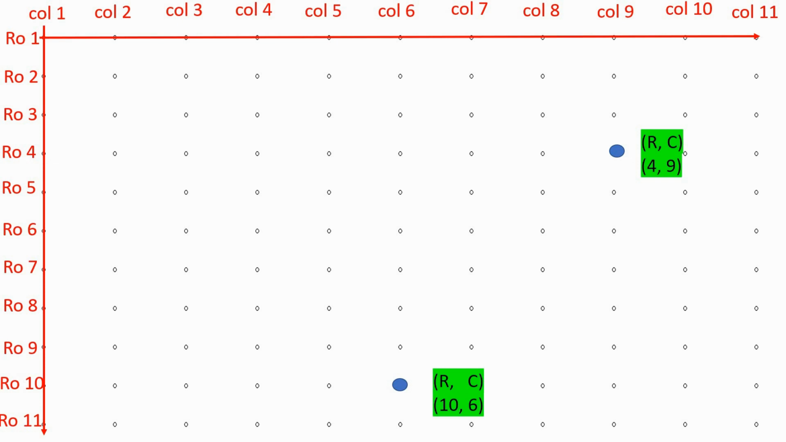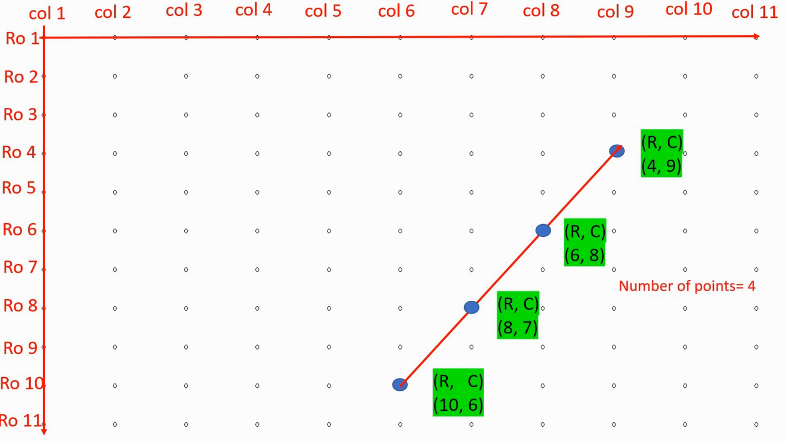column number 6. Now suppose we want to draw a line from point number 1 to point number 2, and suppose we are interested in finding the number of points that fall on this line. If you see, a total of 4 points, their indices are like you can see in the slide. So there are a total of 4 points that fall on this line.